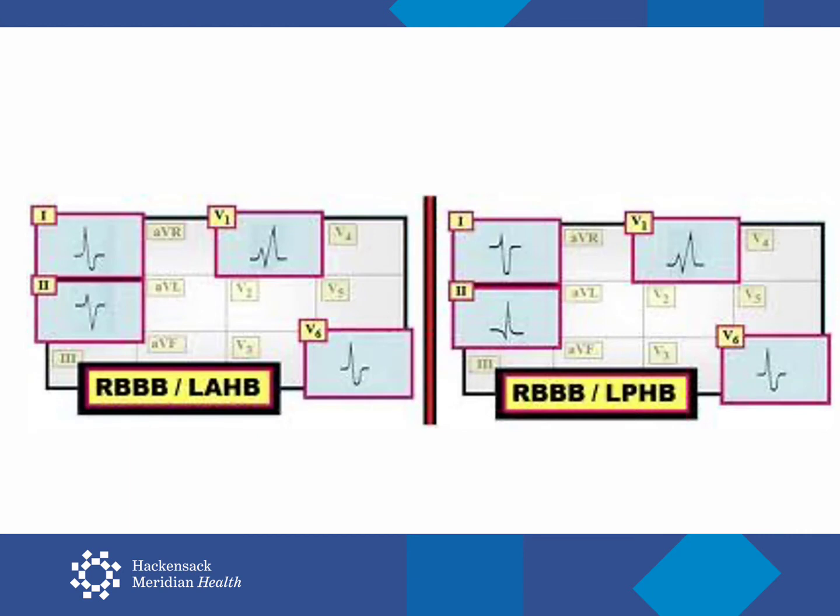This is a diagram of the two patterns shown side by side. Take a moment to recognize the patterns and to try to visualize why they would occur in this way. Right bundle branch block with a left anterior hemiblock will be seen as a left axis deviation. Right bundle branch block with a left posterior hemiblock will be seen as a right axis deviation.